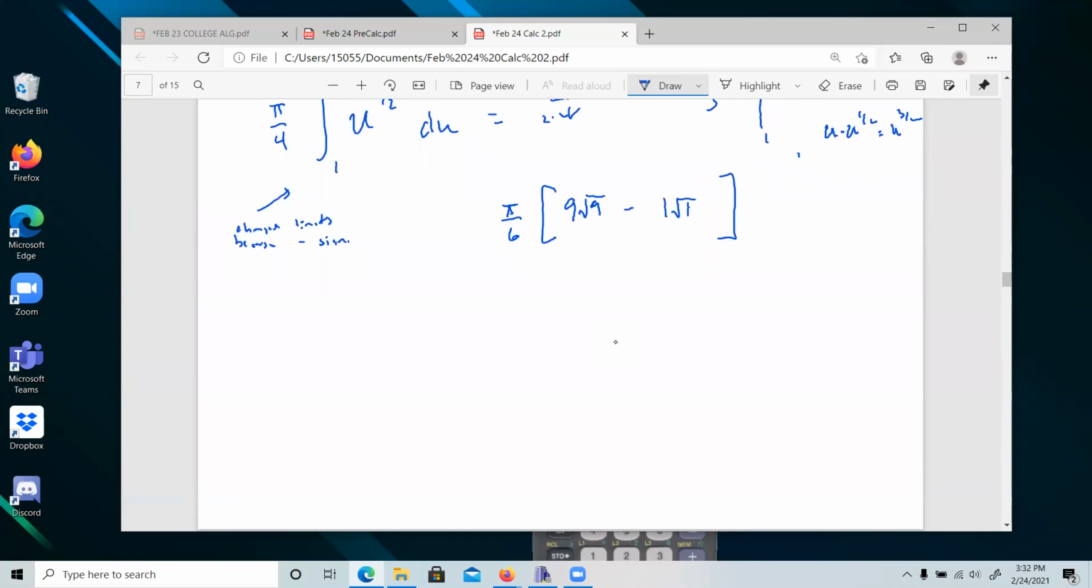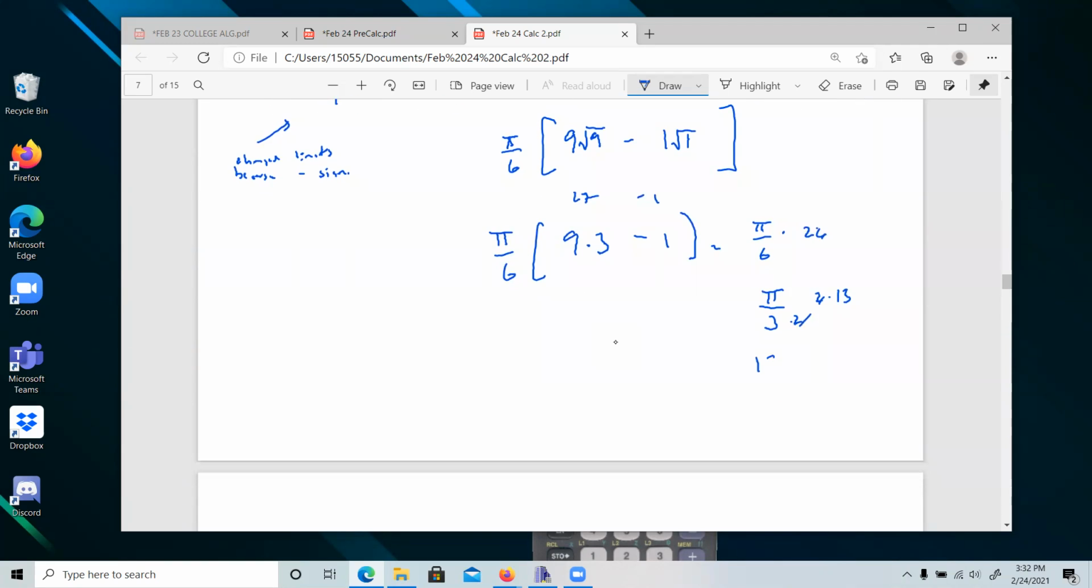All right, so this is pi over 6. We have 9 times 3 minus 1. So it looks like we have pi over 6 times 27 minus 1, which is 26, which is 2 times 13. So we could say it's 3 times 2. We have 2 times 13. Those cancel. So we have 13 pi over 3. And I think we're okay there.